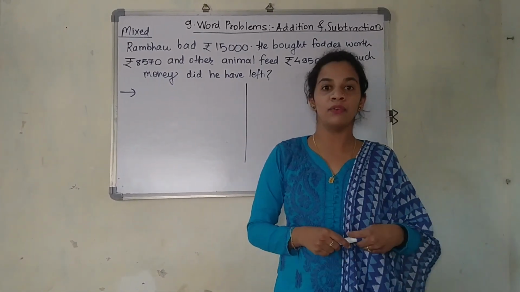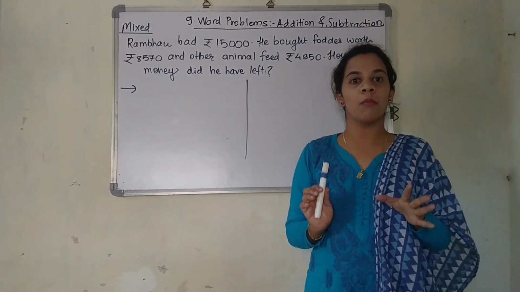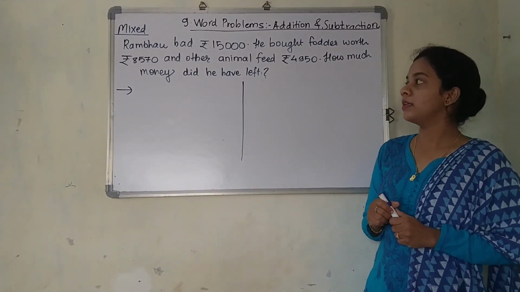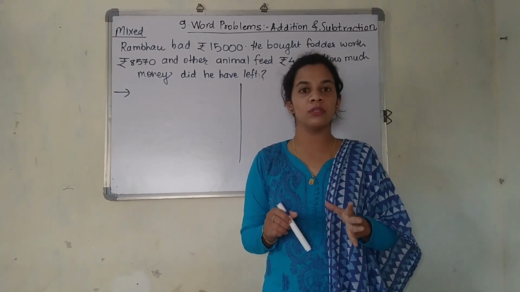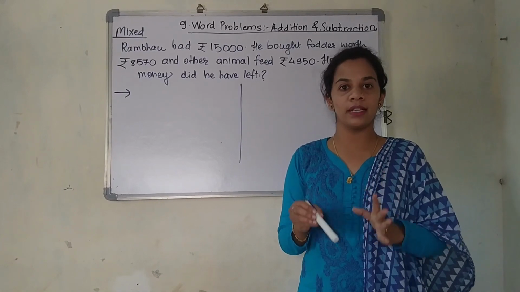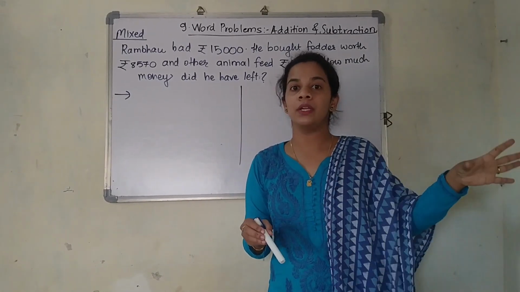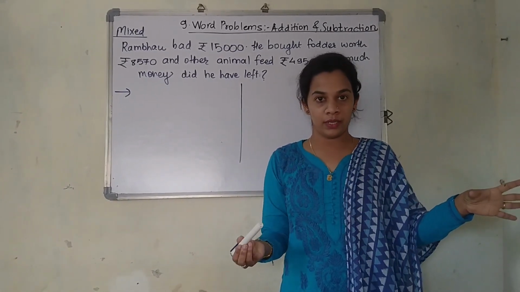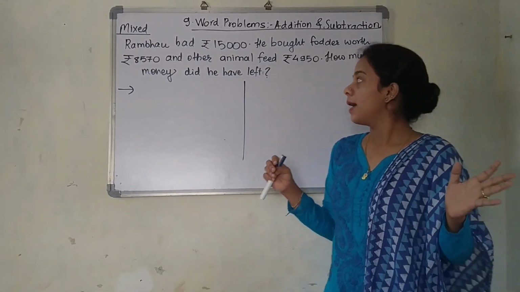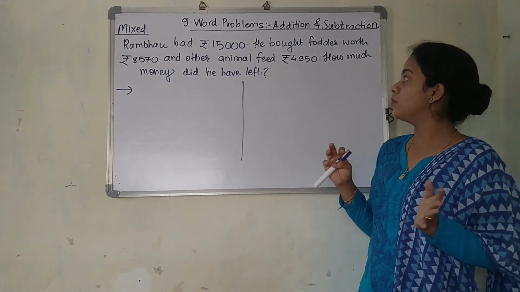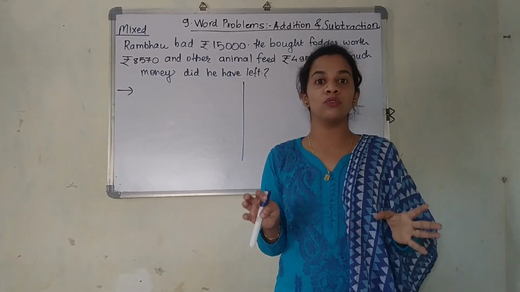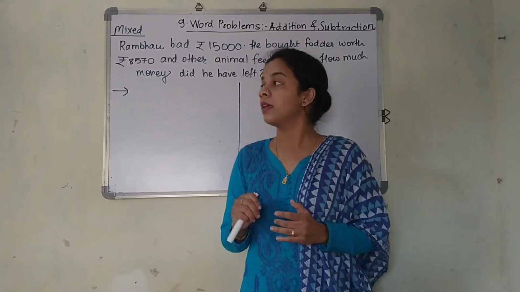Ram Babu had 15,000 with him. He was having some amount with him, that was 15,000. He bought fodder worth rupees 8,570. Fodder means chara. How many rupees did he spend on that fodder? Yes, it was 8,570. From that 15,000, he bought fodder for the animals, and animal feed worth rupees 4,950. He bought some foodstuff for that animal, that was rupees 4,950.